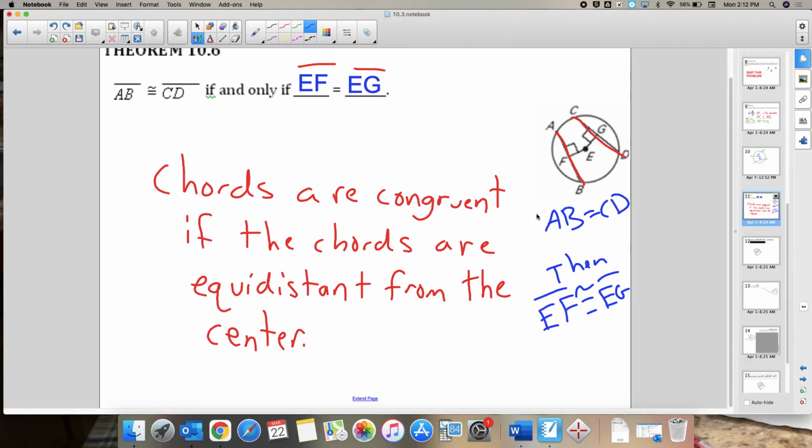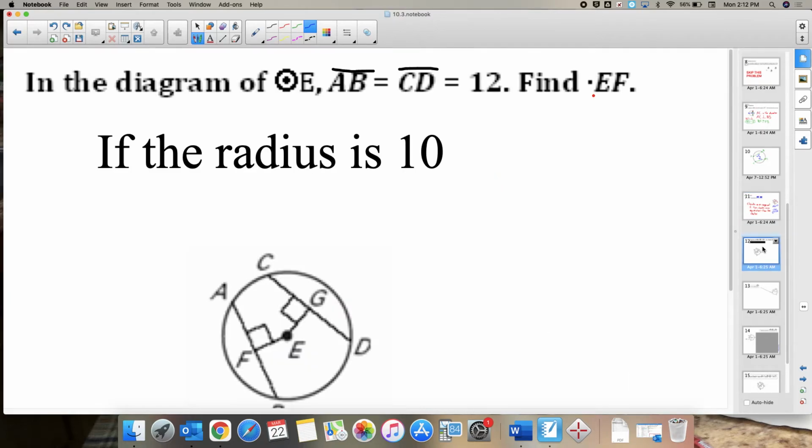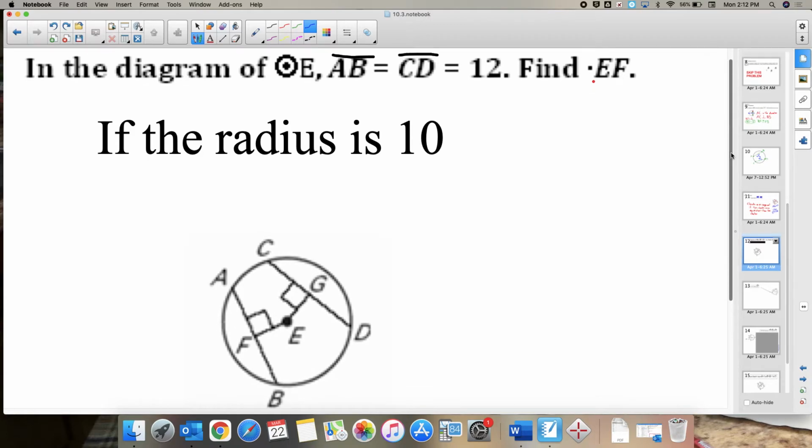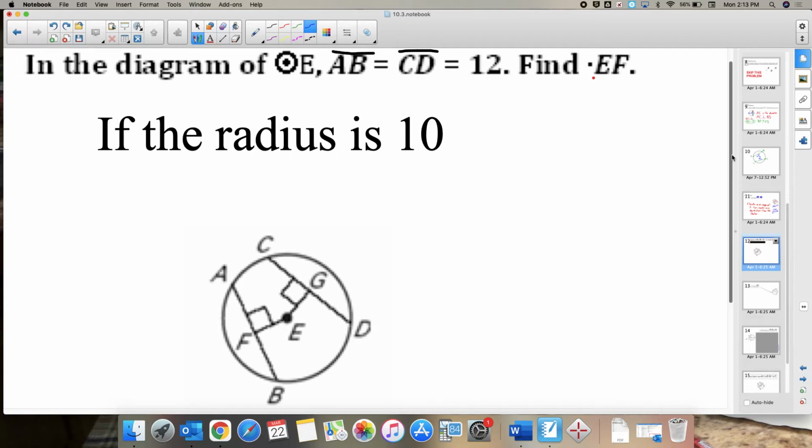Taking a look at a few examples then. In our first one here, it says in your diagram of circle E, AB is equal to CD, which is equal to 12. Find the measurement of EF if the radius is 10. So since AB and CD are both 12, that means each of these small pieces are all 6.